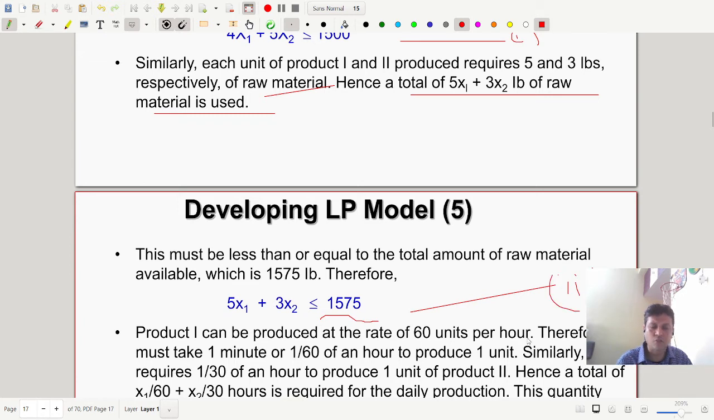Okay, dear students, I hope you understood how to utilize the constraints. This must be less than or equal to.